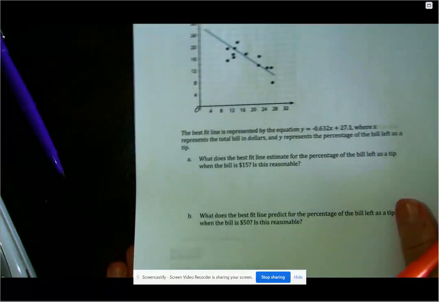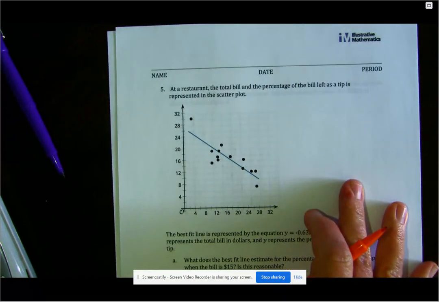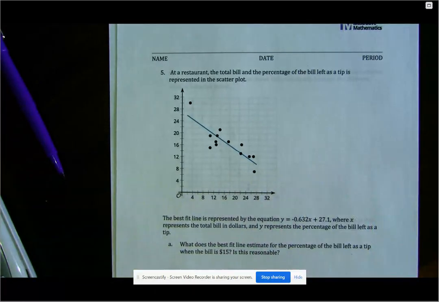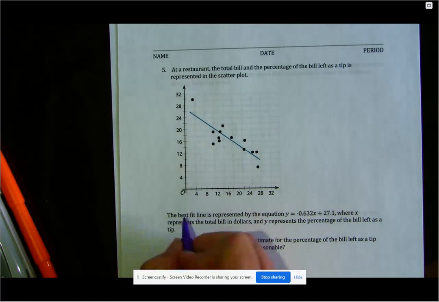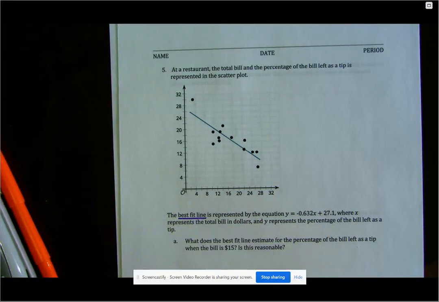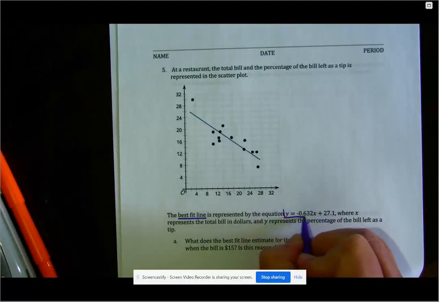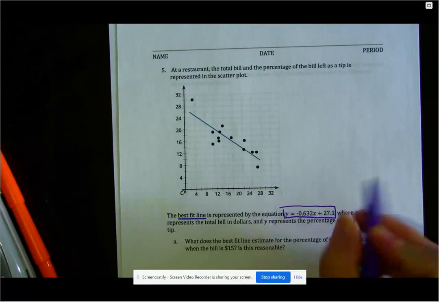Number 5. At a restaurant, the total bill and the percentage of the bill left as a tip is represented in the scatter plot. All right, so they call this the best fit line, or you might hear it called the line of best fit. Same thing, as represented by this equation. Again, don't get super freaked out about all the decimals, but let's label things.